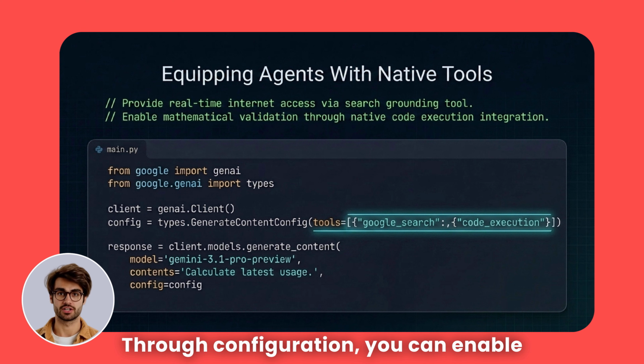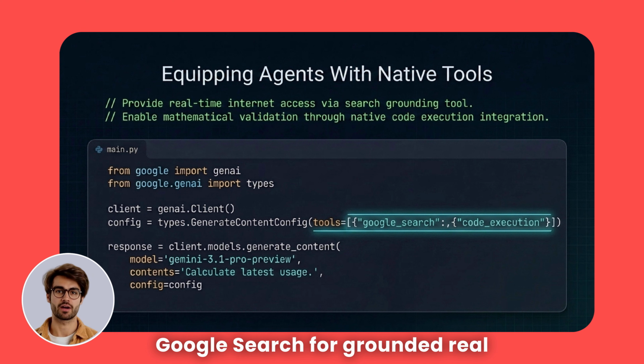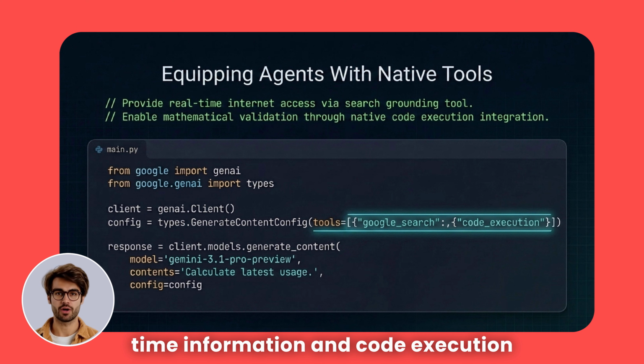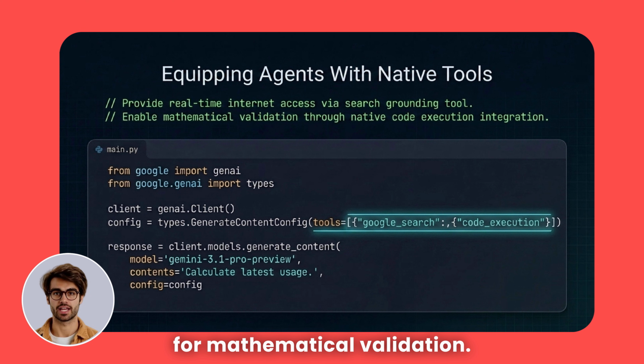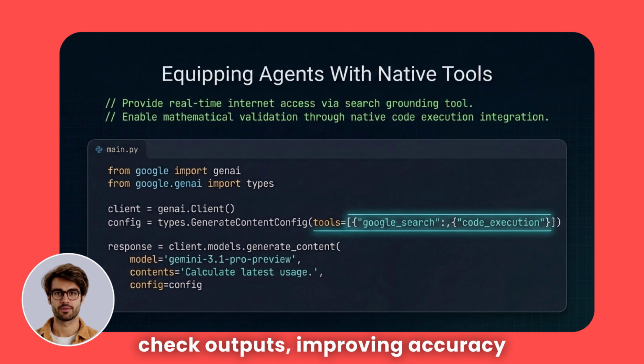Agents gain significant capability when equipped with native tools. Through configuration, you can enable Google search for grounded, real-time information and code execution for mathematical validation. These tools allow Gemini to cross-check outputs, improving accuracy for analytical and data-heavy tasks.